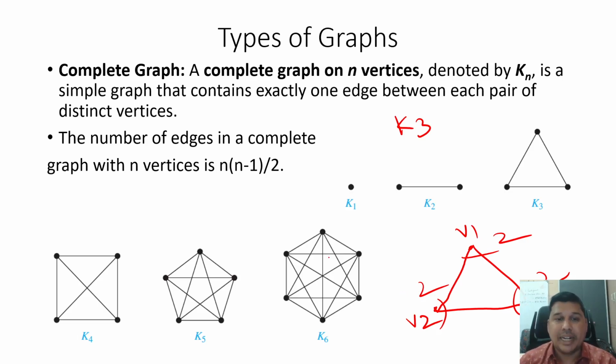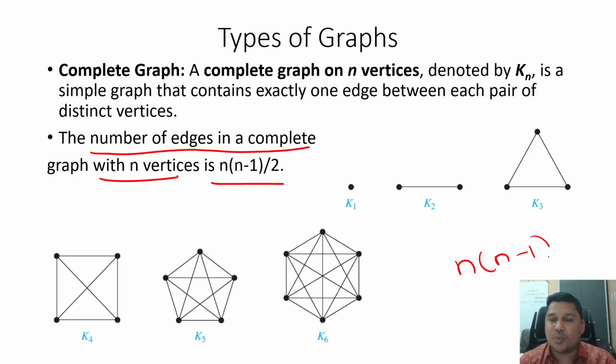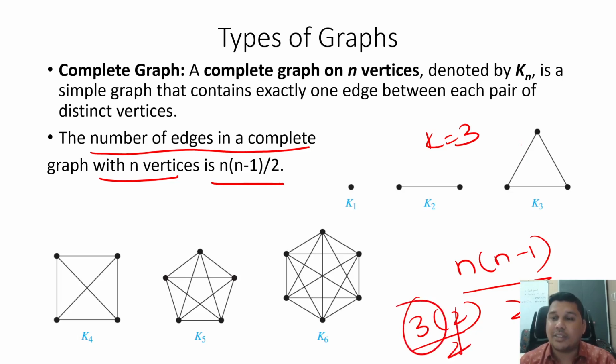The number of edges in a complete graph with n vertices is n into n minus 1 by 2. You can take the example of n equal to 3. If you put it here, it is 3 into 2 by 2, that is 3. So there are 3 edges in this complete graph.